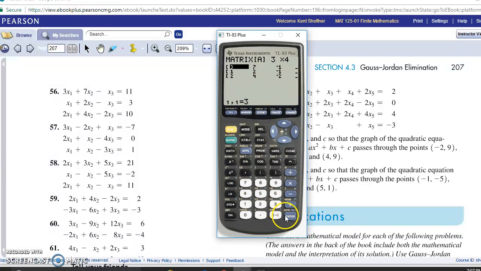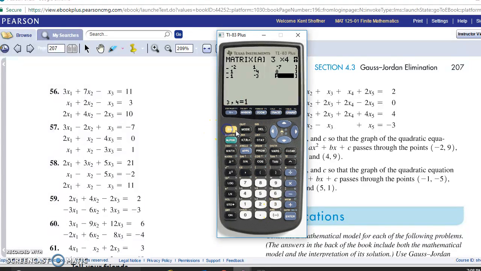So I enter the coefficients in. 3 enter, negative 2 enter, positive 1 enter, and then negative 7 enter. Next row, the coefficients would be a 2, a 1, and a negative 4, and then a 0. And lastly, 1, 1, negative 3, and 1. The matrix is all entered in.